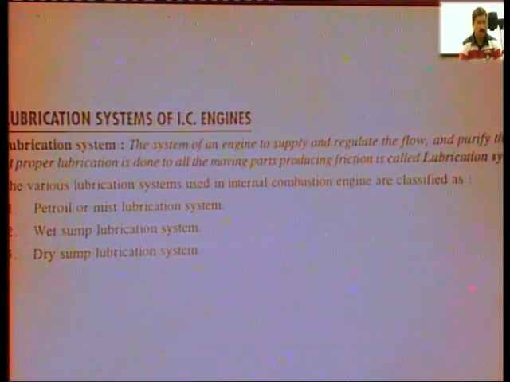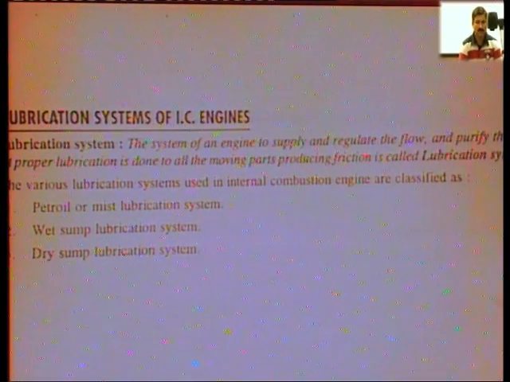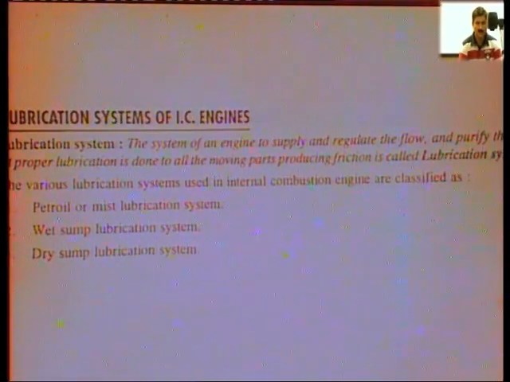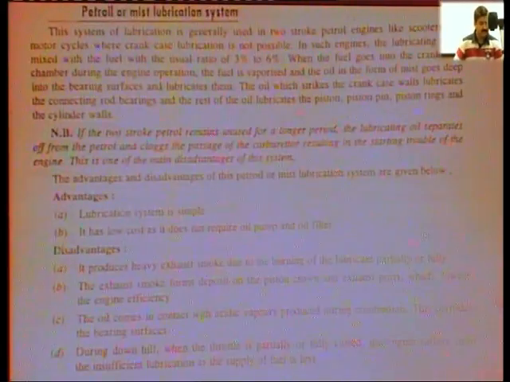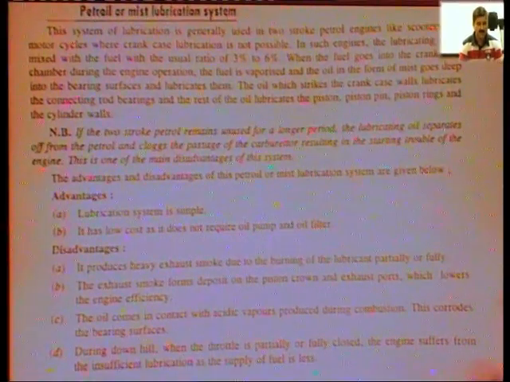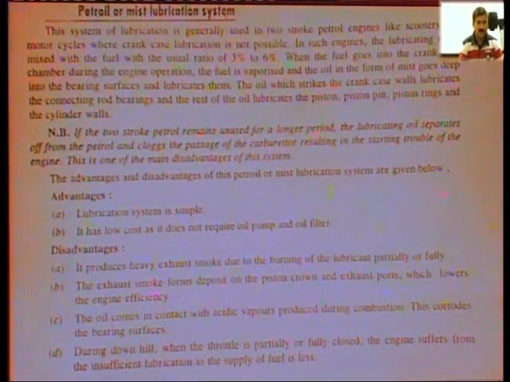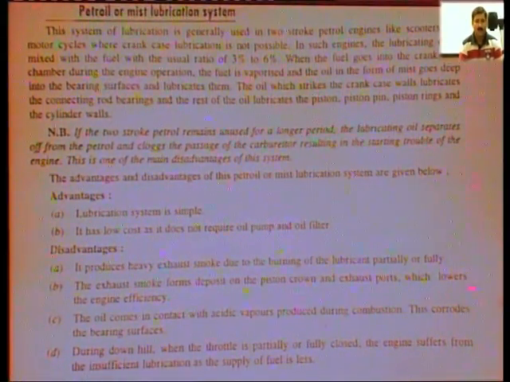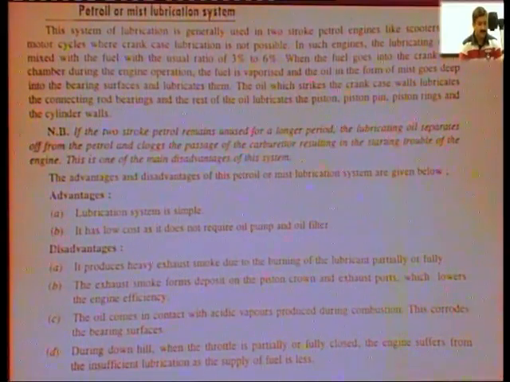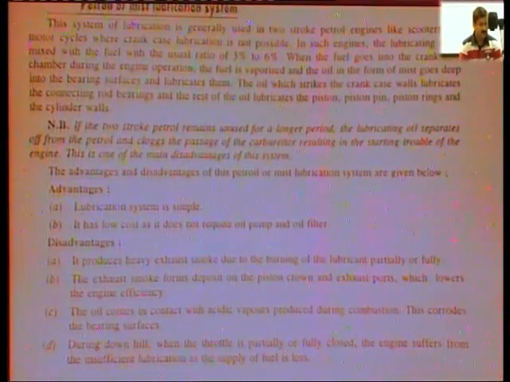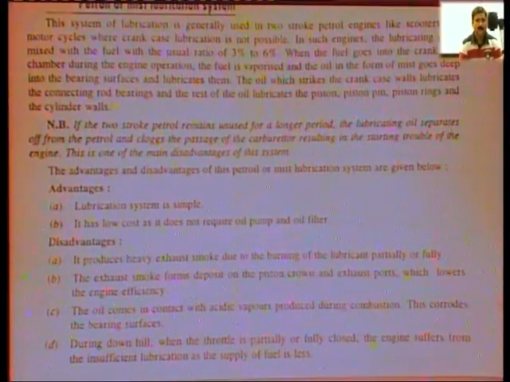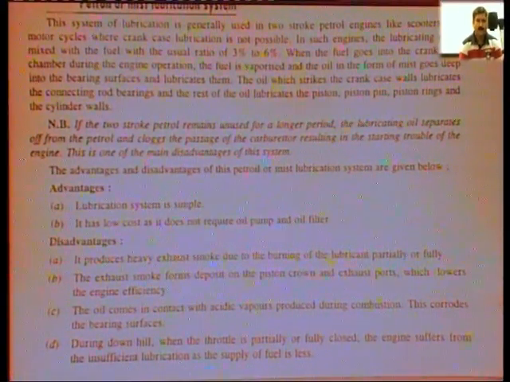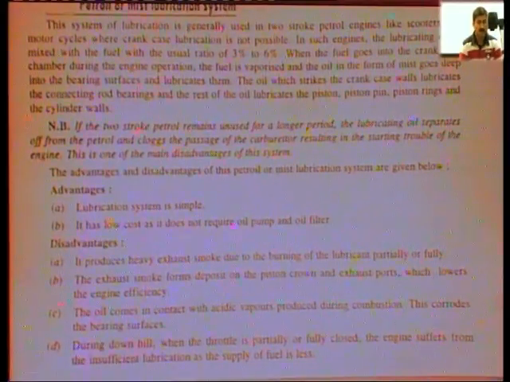There are three types of lubrication systems in an internal combustion engine. First is petroil or mist lubrication system. Second is wet sump lubrication system. Third is the dry sump lubrication system. We will see one by one. First is the petroil or mist lubrication system. The petroil or mist lubrication system is employed in two-stroke engines like scooters and some motorcycles, in which you have observed that we mix the lubricating oil itself into the petrol in the ratio of 3 to 6%.